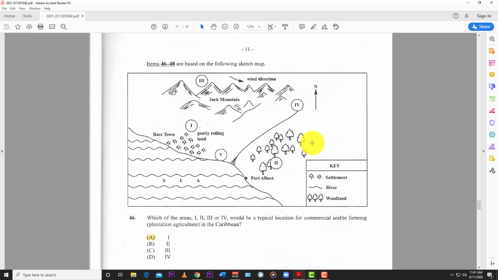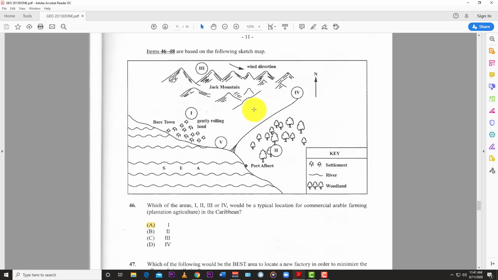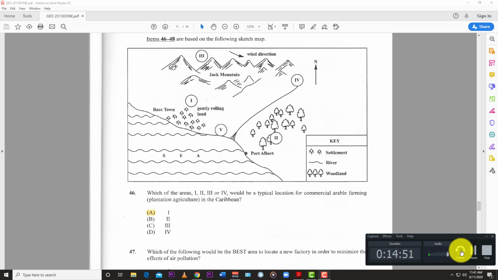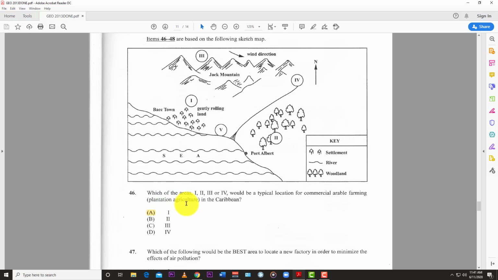46 to 48 relate to this diagram. 46, which of the areas 1, 2, 3, or 4 would be a typical location for commercial arable farming, plantation agriculture in the Caribbean? And so if we look at it right here, the best answer would be 1. All right, would be 1. A, so that's A.